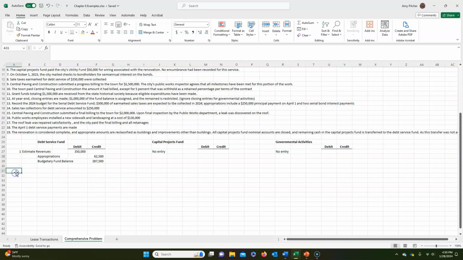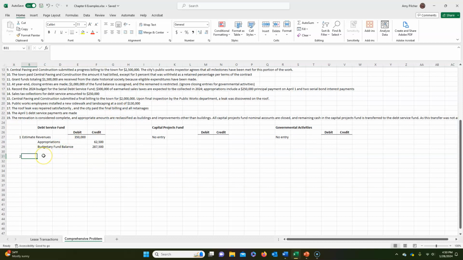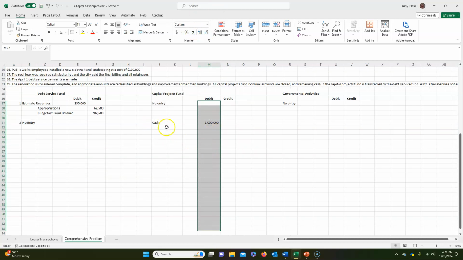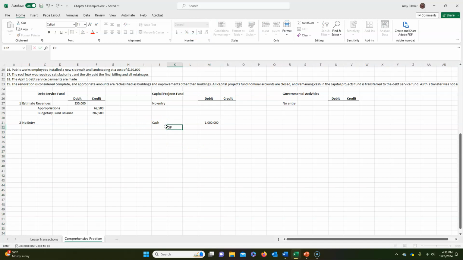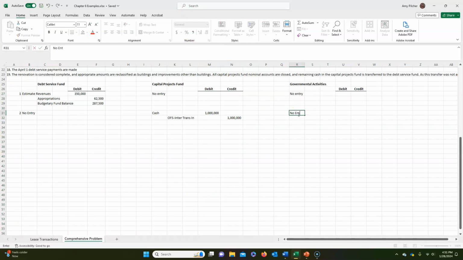Now we're going to look at the second journal entry. So we have the town transfers $1 million from the general fund to a newly established capital projects fund. So we have no entry in the debt service fund. We have received cash in our capital projects fund. And then we have, that was other financing sources, which I'm going to abbreviate, interfund transfer in for $1 million. And not do both rows, of course not. And in the governmental activities, we're going to have no entry.